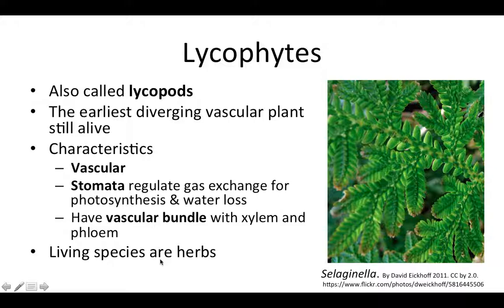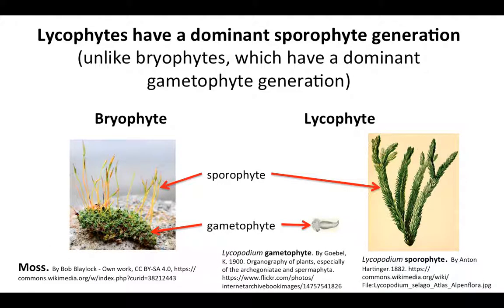All of the species we have today are herbaceous. None form wood and none get very large. We'll see at the end that there used to be ones that were much larger. Lycophytes have a dominant sporophyte generation. This is unlike the bryophytes, which, as we've already said, had a dominant gametophyte generation.